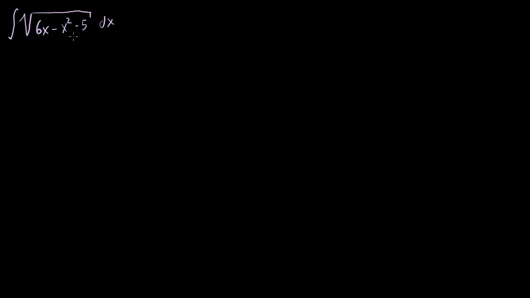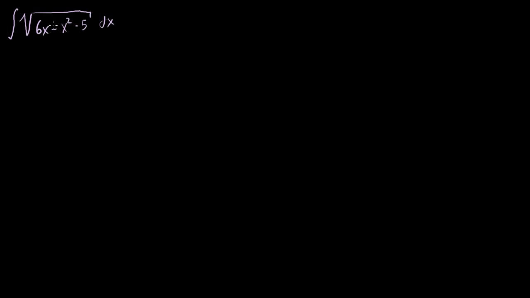Let's say we have the indefinite integral of the square root of 6x minus x squared minus 5. And obviously this is not some simple integral. I don't have just this expression and then its derivative lying around, so u substitution won't work. And so you can guess from just the title of this video that we're going to have to do something fancier, and we'll probably have to do some type of trig substitution.